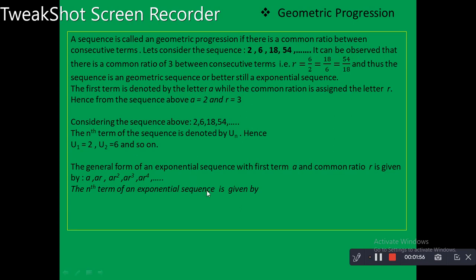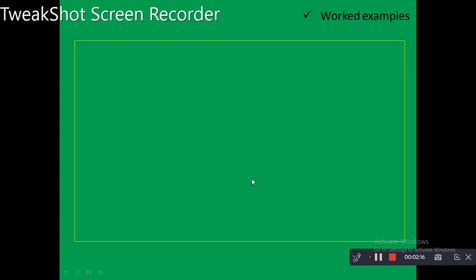Now, we want an expression that we can use to represent the nth term of a sequence, and that is given by un equal to ar raised to the power n minus 1, where n is the position of the term. So let's see how we can apply this to solve a question.